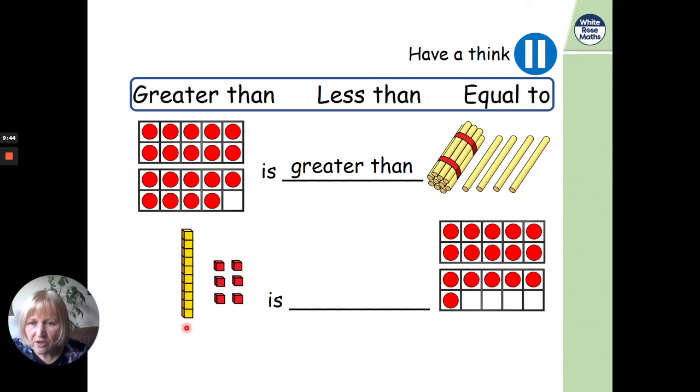And this one, a tower of 10 and 2, 4, 6. 10 and 6, 16. And this side, a 10 on the frame, 10, 11, 12, 13, 14, 15, 16. 16 and 16. This is equal to this, isn't it? Both of those pictures show the number or the amount of 16.